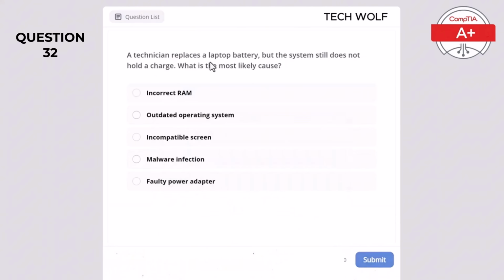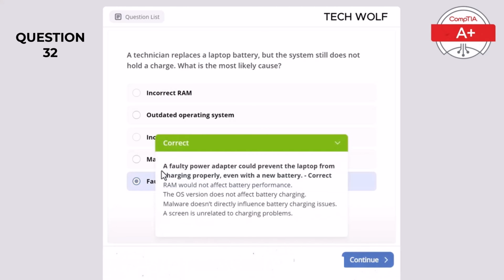A technician replaces laptop battery, but the system still does not hold a charge. What is the most likely cause? Incorrect RAM, outdated operating system, incompatible screen, malware infection, or faulty power adapter. And the correct answer here is faulty power adapter. A faulty power adapter could prevent the laptop from charging properly even with a new battery.